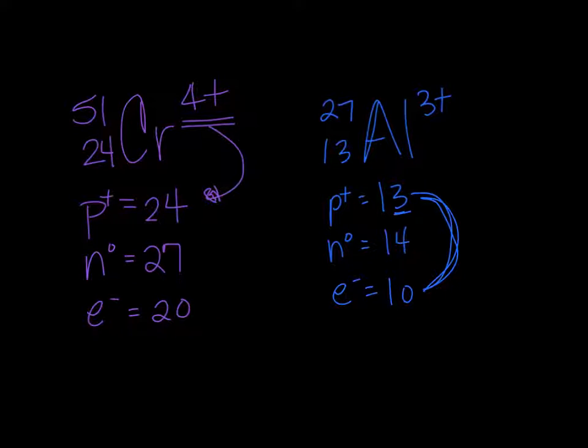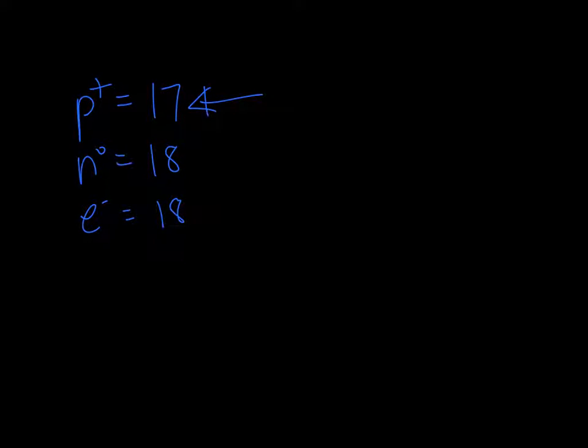All right, let's try it completely different. Let's try it backwards now. So let's say that we have the number of protons equal to 17, and the number of neutrons is equal to 18, and the number of electrons is equal to 18. So you'd have to use the periodic table, because this would be your atomic number. And so that atomic number is chlorine.